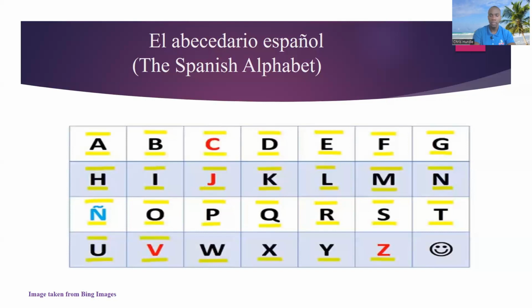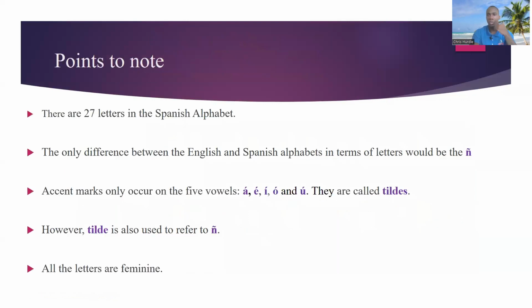So a few points to know about the Spanish alphabet. I would have alluded to this earlier that there are 27 letters because there's only one difference in letters between the Spanish and English alphabet, which would be the Nye, the N with the squiggly line. So the Spanish alphabet has 27 letters, while the English alphabet has 26.